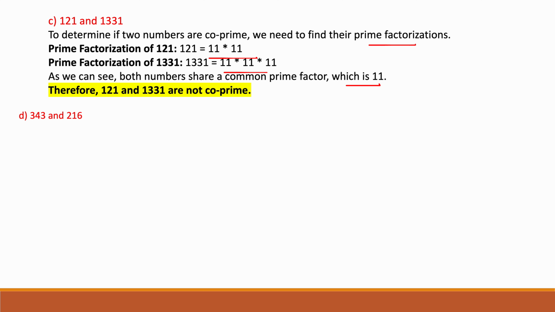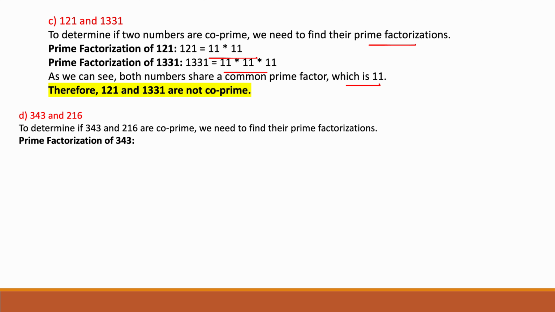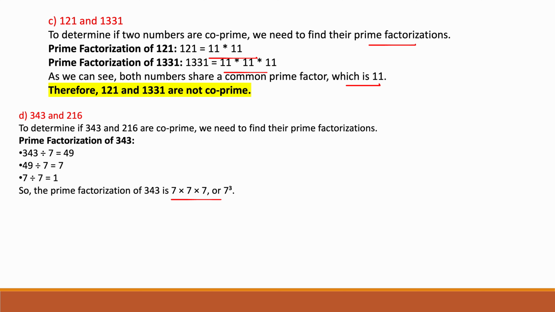Next one, 343 and 216. To determine if 343 and 216 are co-prime, we need to find their prime factorizations. Prime factorization of 343. How to find it? 343 divided by 7 is 49. 49 divided by 7 is 7. 7 divided by 7 is equal to 1. So the prime factorization of 343 is 7 into 7 into 7, or 7 cube.